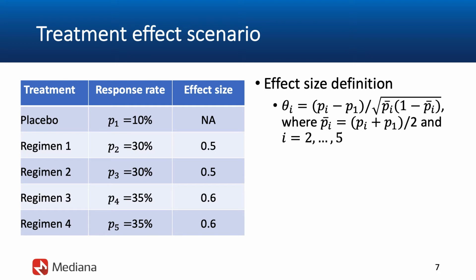And then you would select the design parameters that would result in desirable operating characteristics, for example, desirable probability of success, desirable probability of selecting the most promising dosing regimen across those treatment effect scenarios, and that will provide a foundation for a robust adaptive trial.